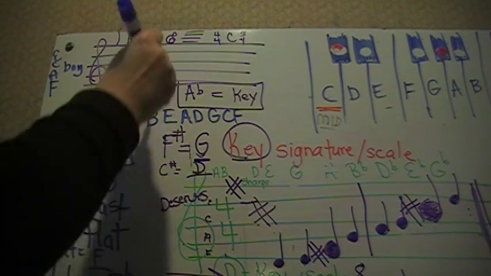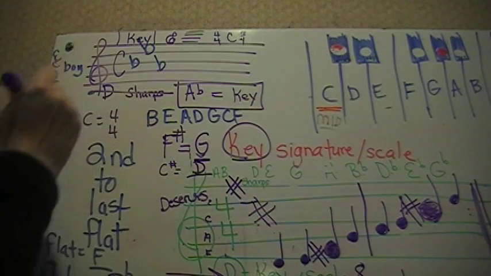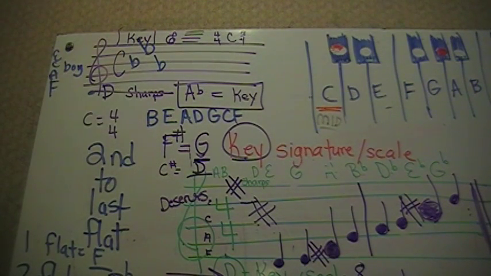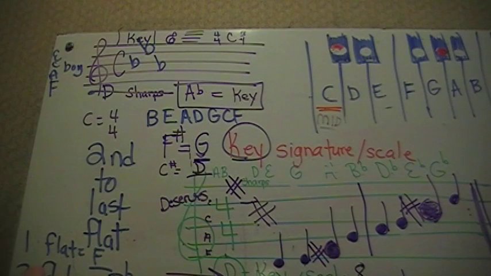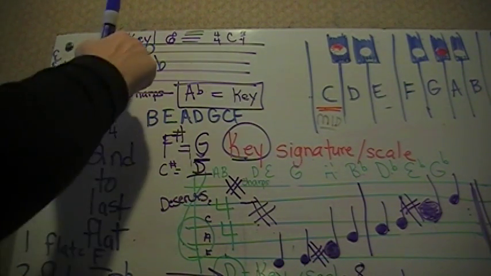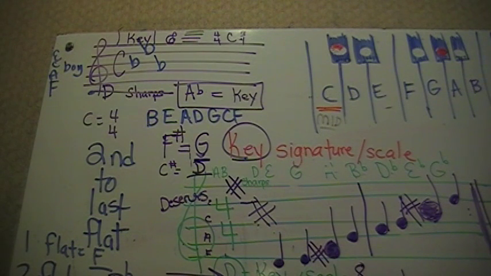So it's B, E, A. This is the A they use from face. 3 flats. What is the second to last flat? E flat. So I have 3 flats. The second to last flat is the E flat. Is that the key I want? No. Alright, I'm going to add 4 flats.